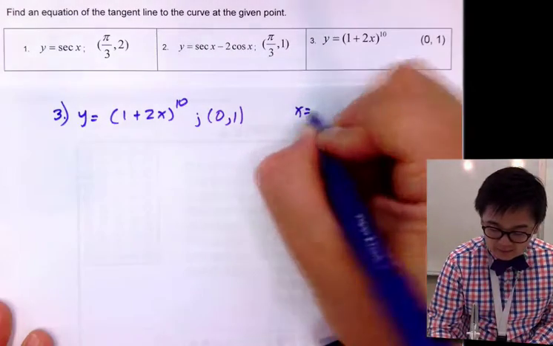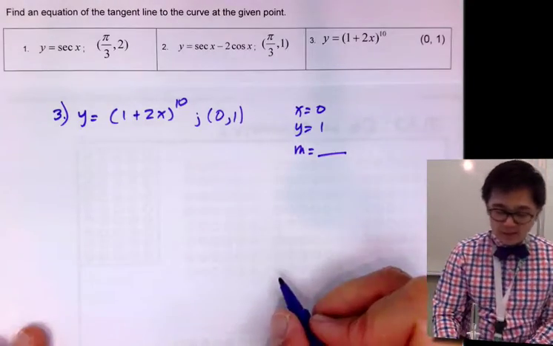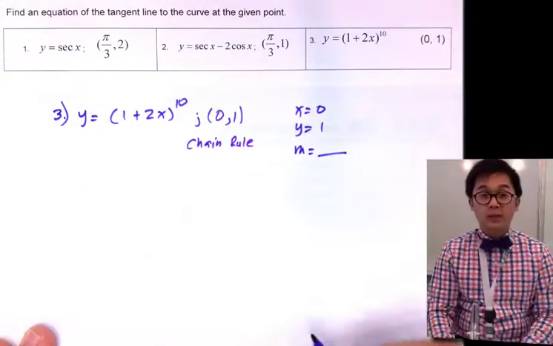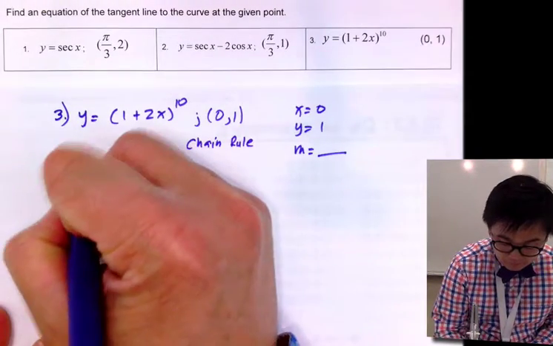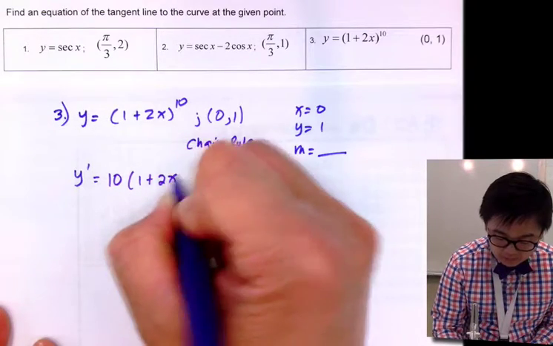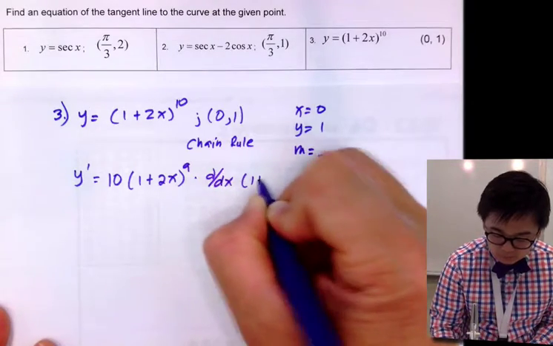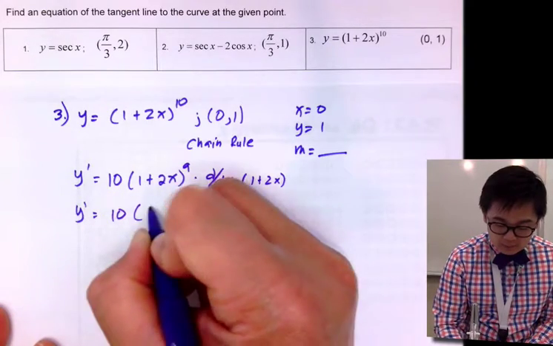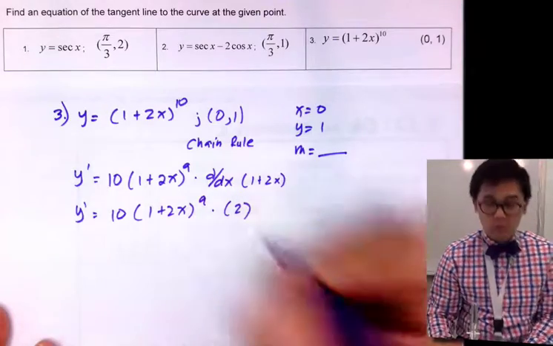So we know that x is 0, y is 1, and we need to find m. And using the chain rule, we'll be able to take the derivative of this polynomial. So y prime is simply 10 times (1 plus 2x) to the 9th times the derivative of the inside, which is 1 plus 2x. So y prime is equal to 10 times (1 plus 2x) to the 9th times 2.